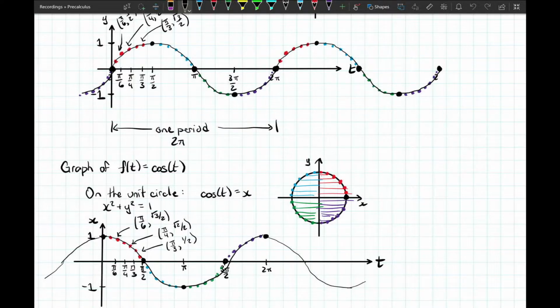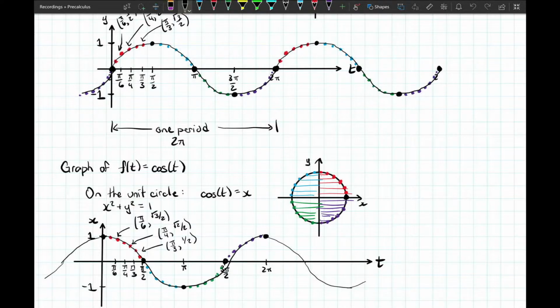Now, going a little bit further into quadrant 1, when t equals pi over 6, cosine of pi over 6 is root 3 over 2. Cosine of pi over 4 is root 2 over 2. Cosine of pi over 3 is 1/2. And finally, when we get to cosine of pi over 2, we get an x-coordinate of 0. So in quadrant 1 here in red, you can see that our values are slowly decreasing until we get to 0.